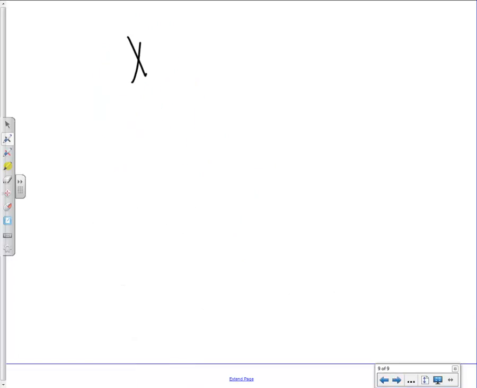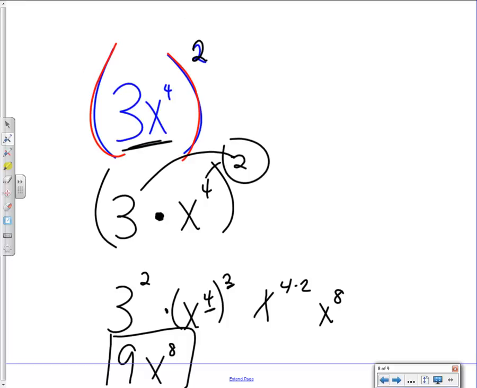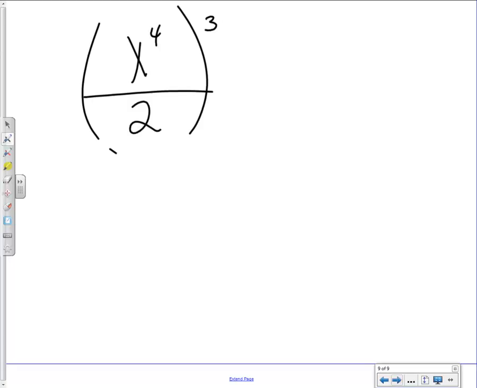Okay, I've got x to the 4th divided by 2, all raised to the 3rd power. So just like the last problem, everything in here gets squared because the parentheses told us so. In this problem, the parentheses are around this whole fraction here, so everything in there is raised to the 3rd power. So you can give it to both pieces inside.